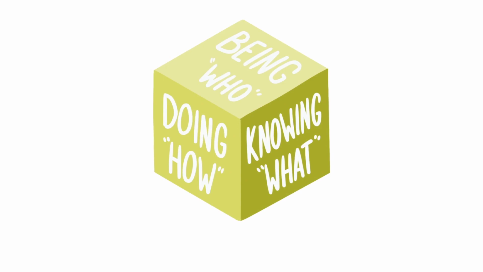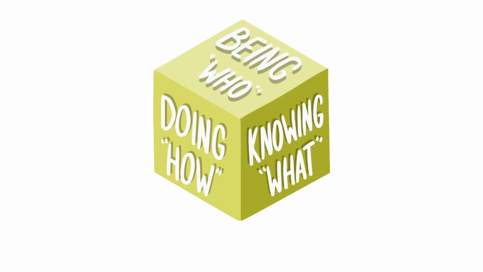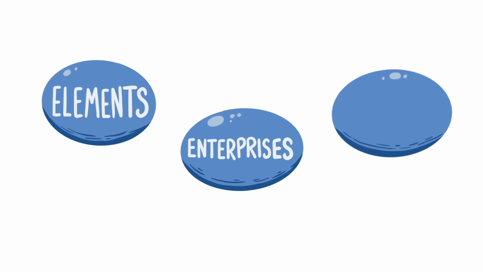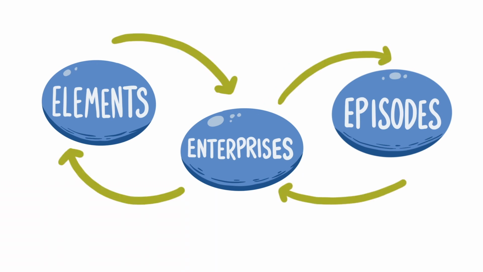Let's look at how we can apply being, doing, knowing in practice through clues. Clues work along a series of stepping stones in a unit planning process. The stepping stones are 1. Creative elements, 2. Creative enterprises, 3. Creative episodes. We use the idea of stepping stones to encourage hopping forwards and backwards along a planning pathway. Planning forward because inquiry is important, and planning backward because knowing the learning goals is similarly important.